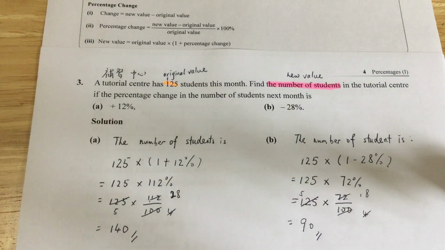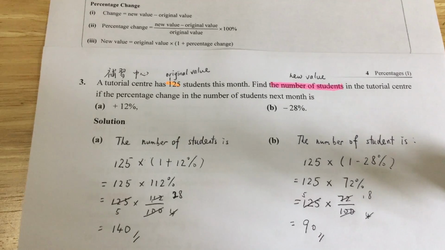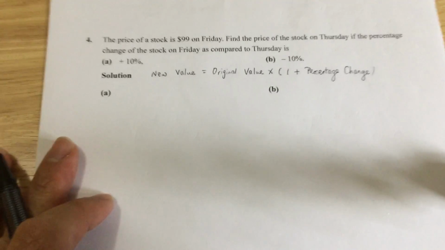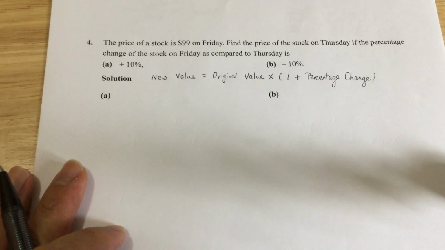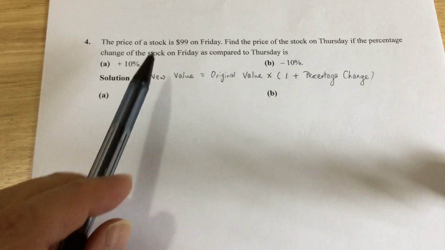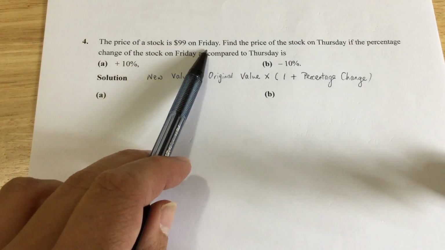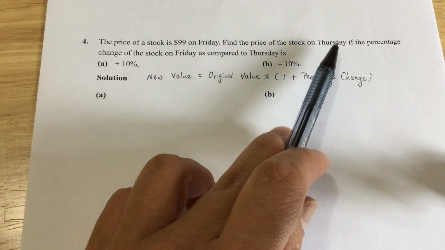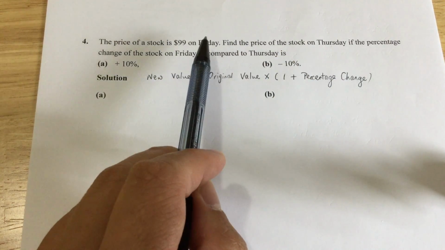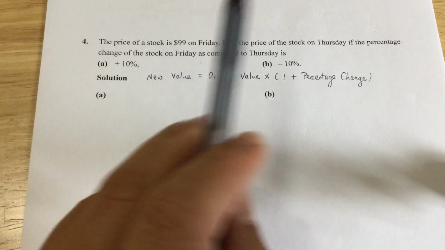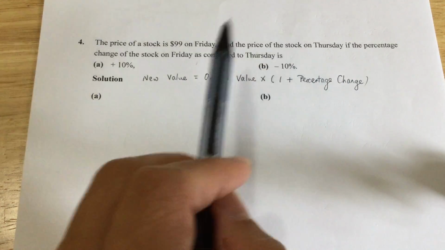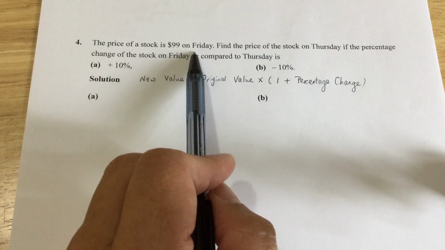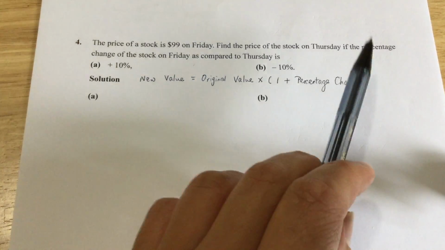Okay, now if there's no problem, we will go to question 4. First of all, please look at the questions. I've copied the formula here for you to understand the question. The price of a stock is $99 on Friday. Find the price of the stock on Thursday. So Thursday and Friday, please pay attention. Friday in Chinese is 星期五. Thursday in Chinese is 星期四. So we're going to find something older than the price of 99. Please remember this.